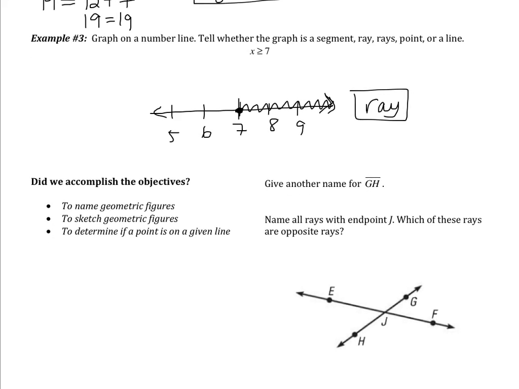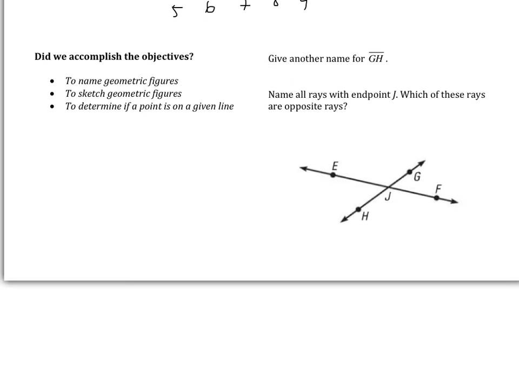Okay, we've come to the end of our video. At the end of the video, I'm always going to return to the objectives. So, we named geometric figures. That was the first page where we wrote down all those definitions. Sketch geometric figures. We didn't do that in the video, but you're going to do that tomorrow in class. And then determining if a point is on a line, that's what we just did when we substituted the point back in.